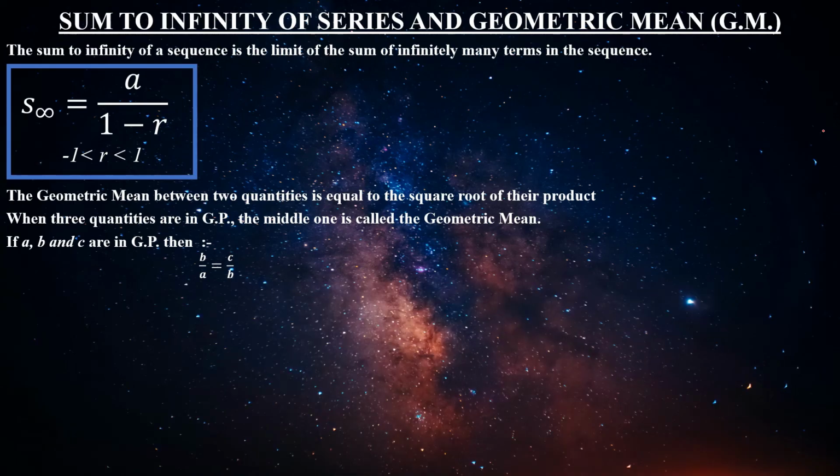And now if you cross multiply, we're going to get b squared equals ac, and making this a formula, we're going to get b as the square root of ac, right? Okay, so now let's look at a question.